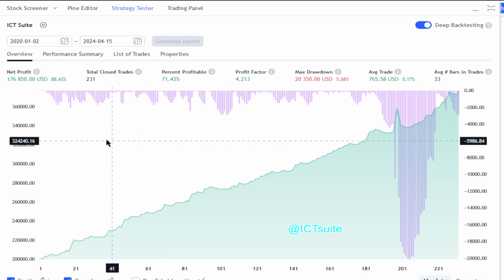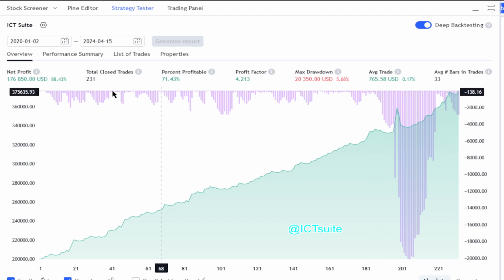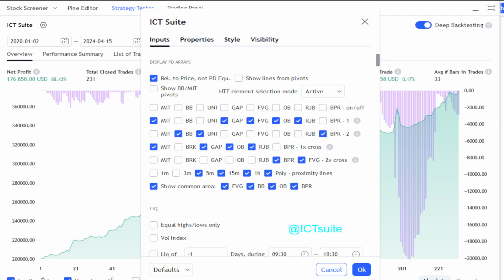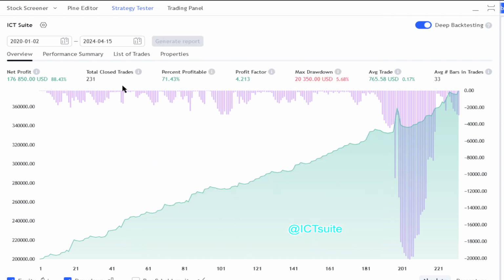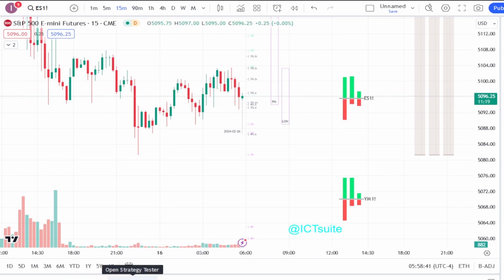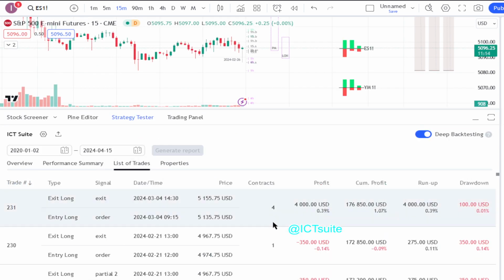71%. So it didn't change much. We lost 25%, so it's not much. Yeah, it's quite good. And usually I like to take partials, because, yeah, trading is not easy. Let's see. I want to see the trades.